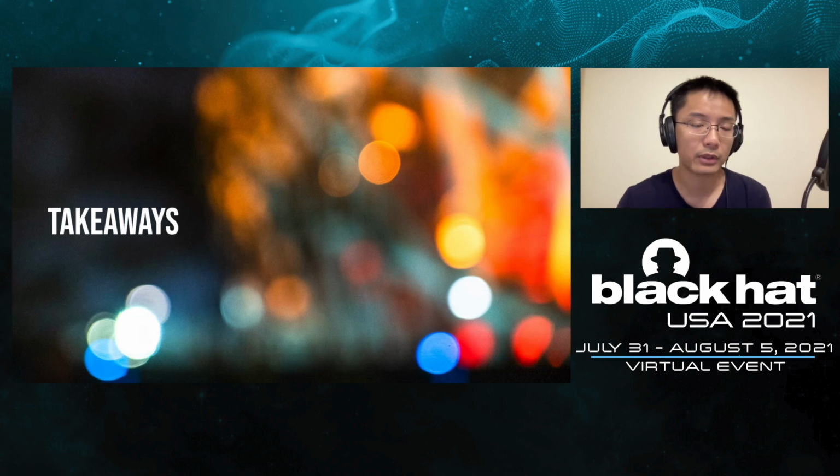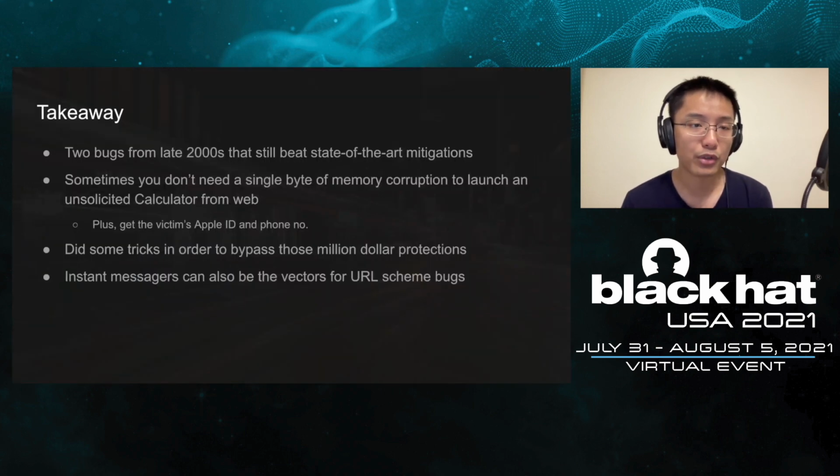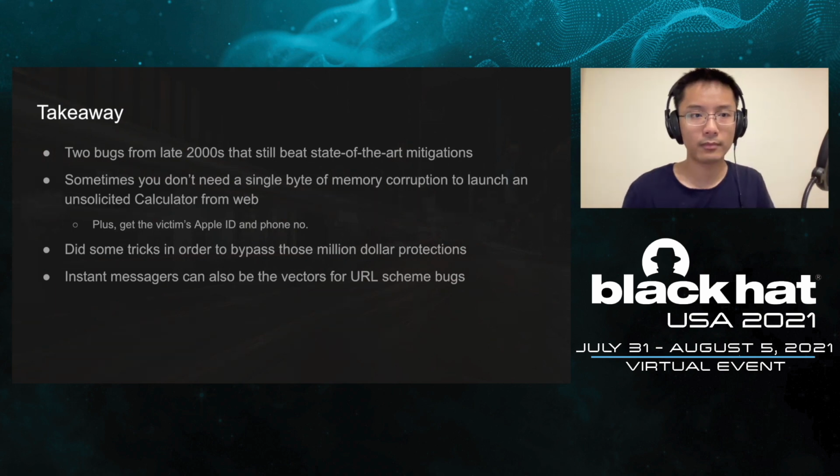Here are the takeaways from this talk. We have presented 2 bugs from the late 2000s that still beat state-of-the-art mitigations. And sometimes you don't need a single byte of memory corruption to run an unsandboxed calculator from the web. Plus, get the victim's Apple ID and phone number. With decent tricks in order to bypass those million-dollar protections, and some of the instant messengers can also be effective vectors for the URL scheme bugs we talked about today.